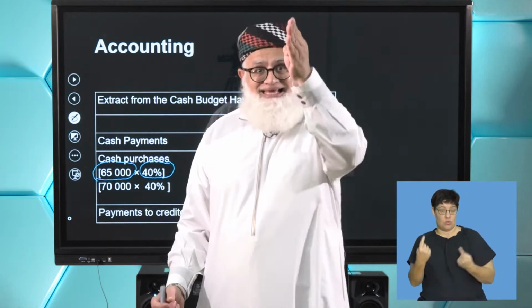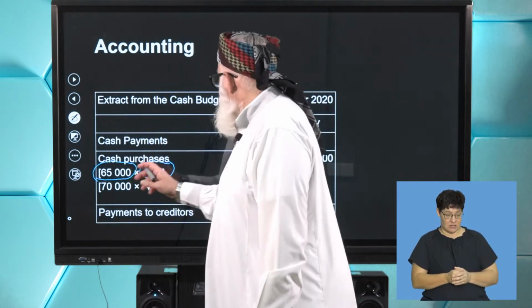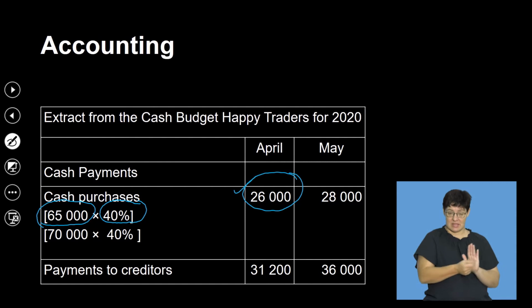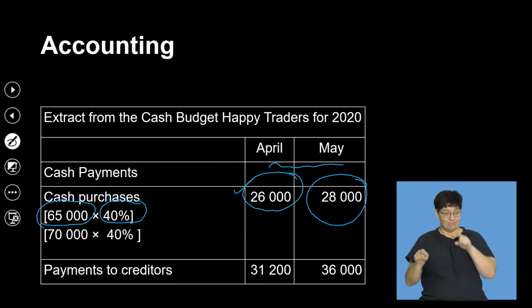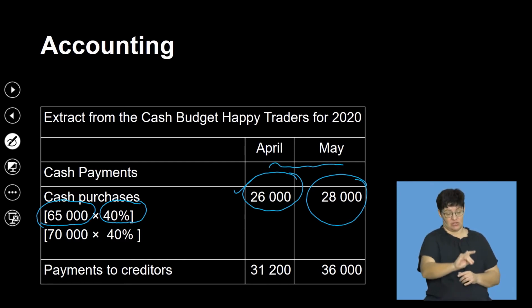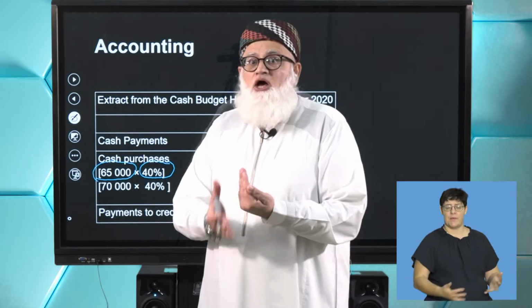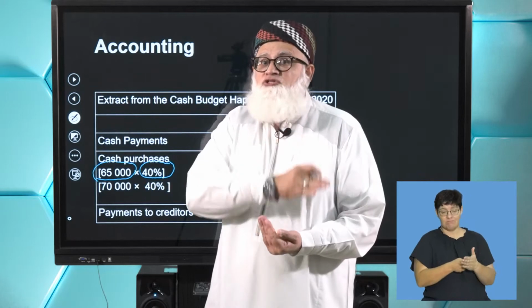Cash component in the month of sale, so in April, there we go, we've got the 26,000. And obviously, if you look at the next one, which was your 70,000, 40% of 70,000 will give you your 28,000. These two figures here, guys, are your cash purchases. Now, once again, how do we remember this? Cash purchases go directly into the cash budget.